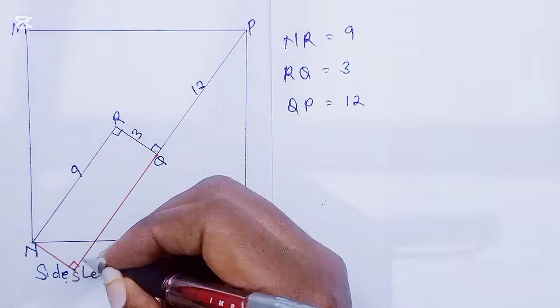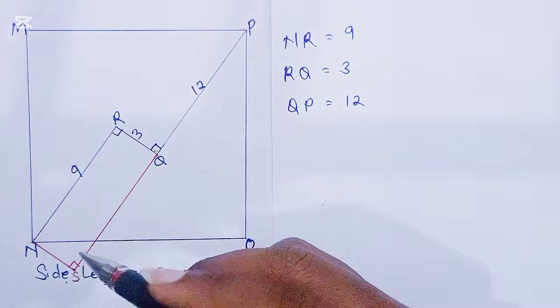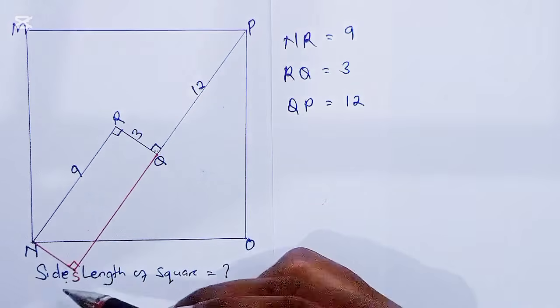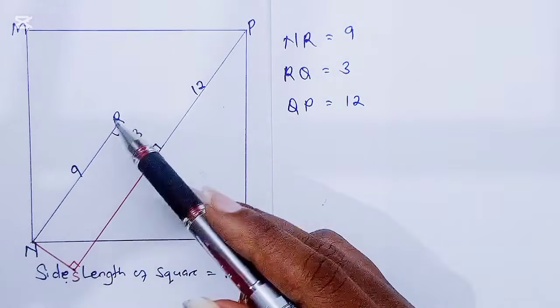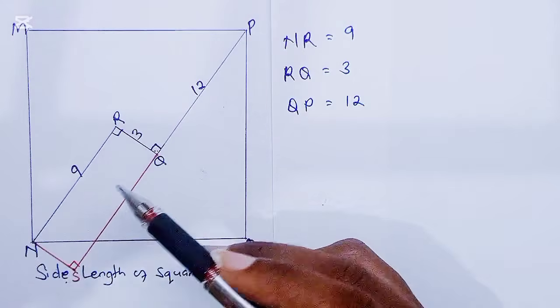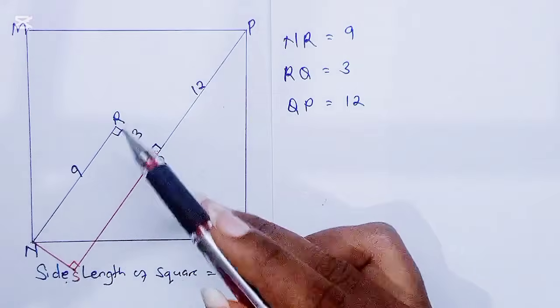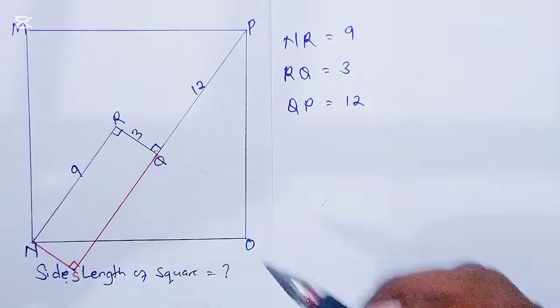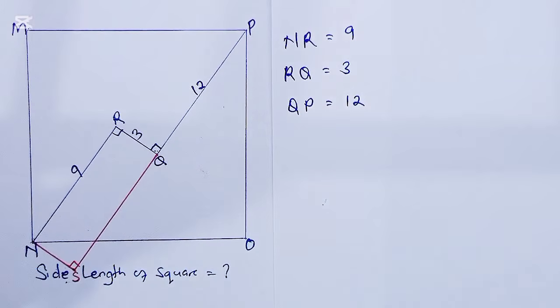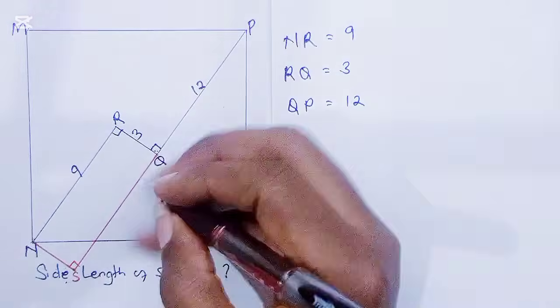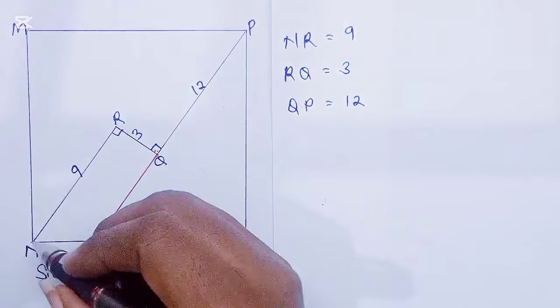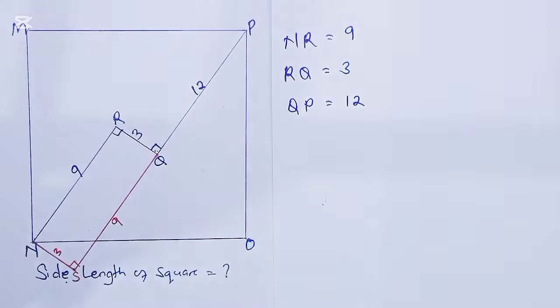So we have formed a rectangle. This is 90 degrees. Okay, so I found a rectangle NRQS. So NR is equal to SQ and they are parallel. Also NS is equal to RQ and they are parallel. So that implies that SQ is 9 and NS is 3.